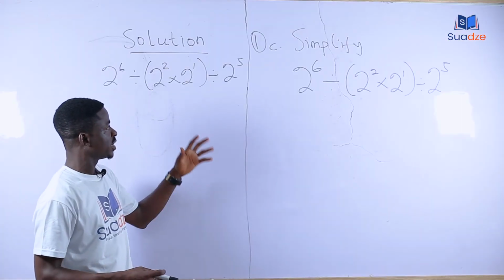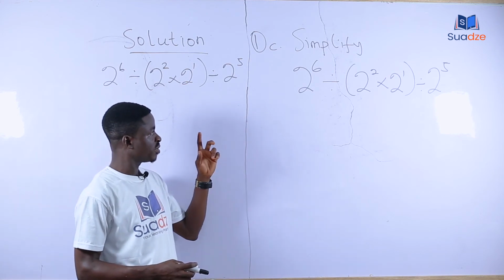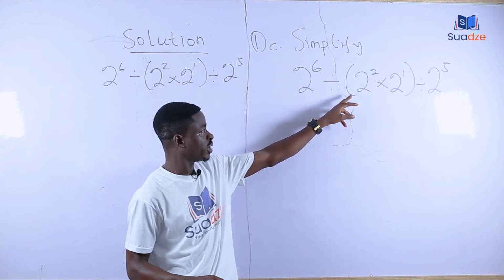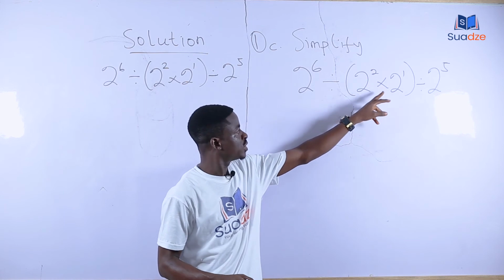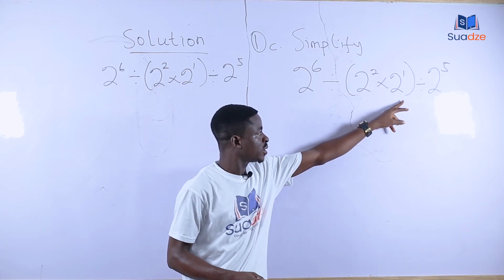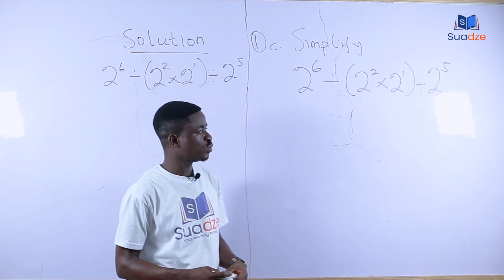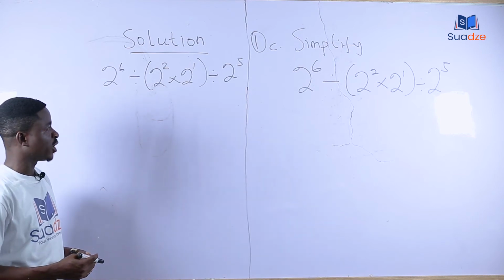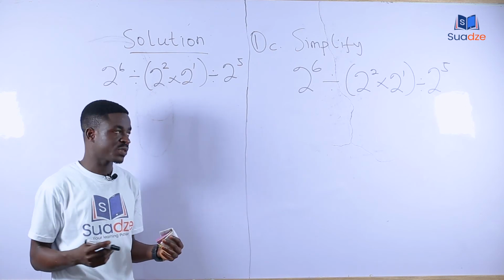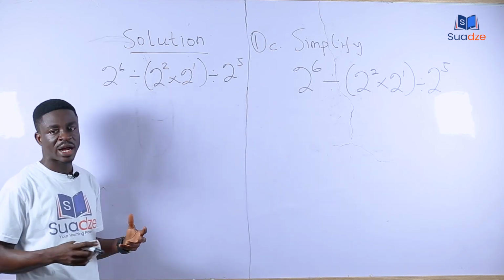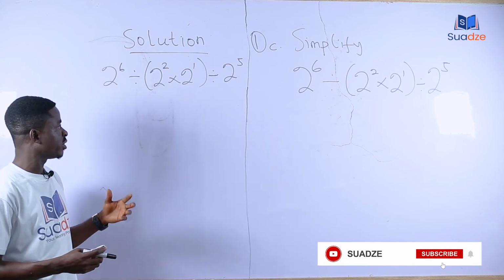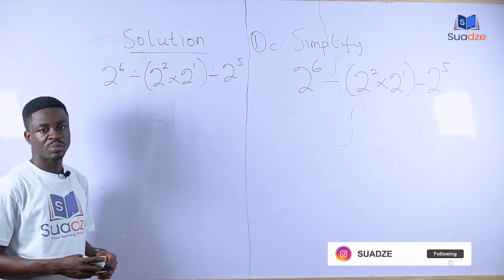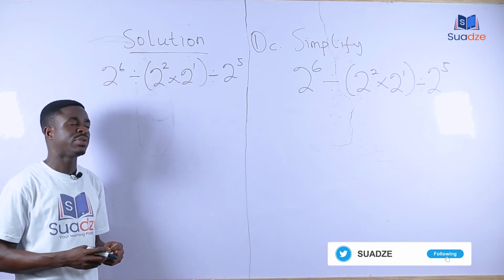So we are now going to look at the question 1c, which says that simplify 2 raised to the power 6 divided by, brackets open, 2 raised to the power 2 times 2 raised to the power 1, bracket close, divided by 2 raised to the power 5. So this is a question relating to indices. So we are going to apply the laws of indices in solving this question. But before that, we also apply what we call BODMAS, which means brackets, division, multiplication, addition, and subtraction. So we are going to work out the part of the question that falls within the brackets.